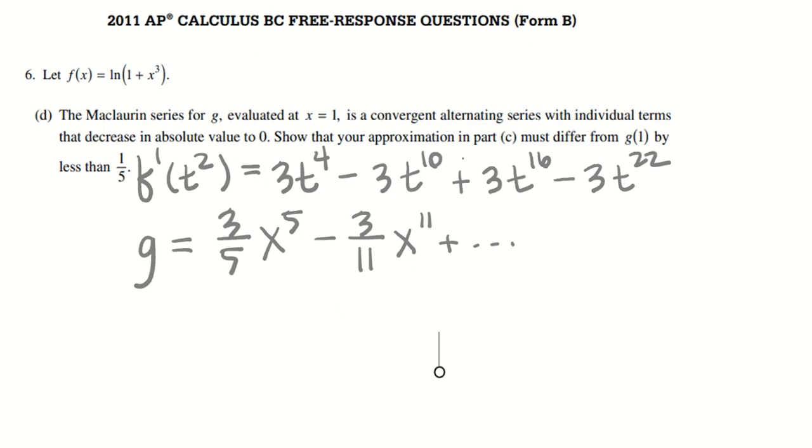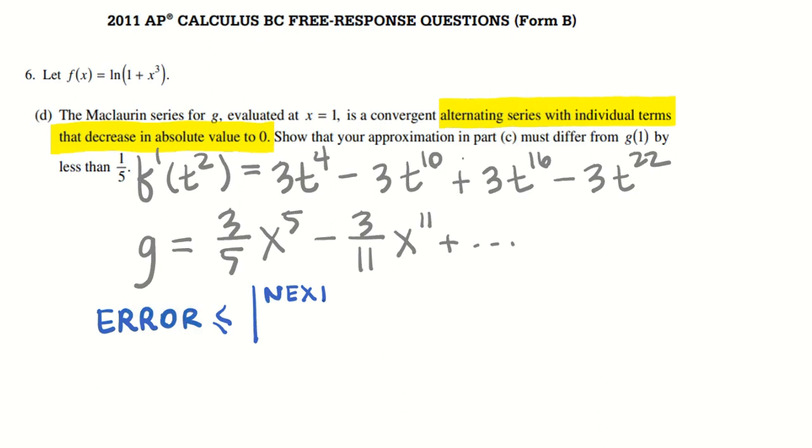All right, now part D is, okay, the Maclaurin series for g evaluated at x equals 1 is a convergent alternating series with individual terms that decrease in absolute value to 0. Again, this is a hint that you're about to run the alternating series error bound. So I'm going to show that my approximation I just made must differ from g of 1 by an amount less than 1 over 5. All right, well, I'm going to do the error bound. So the alternating series error bound says that the error is less than or equal to the absolute value of the next term.